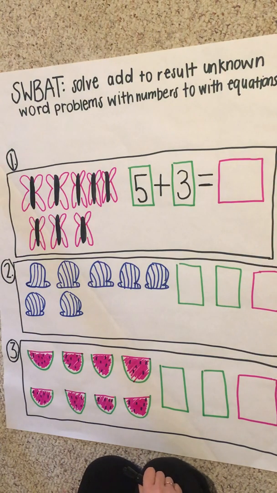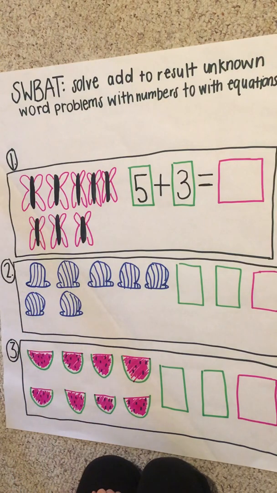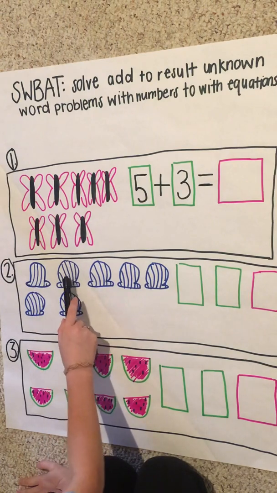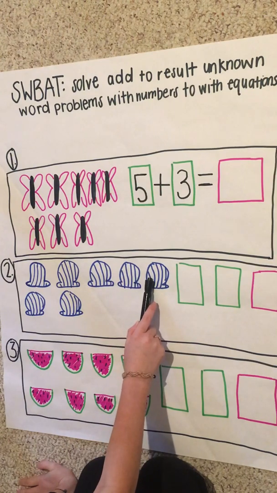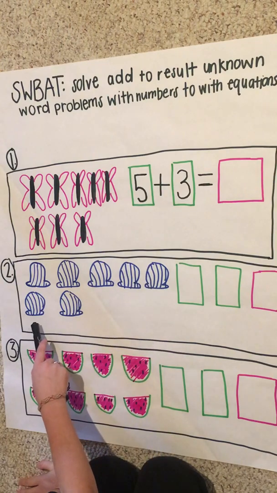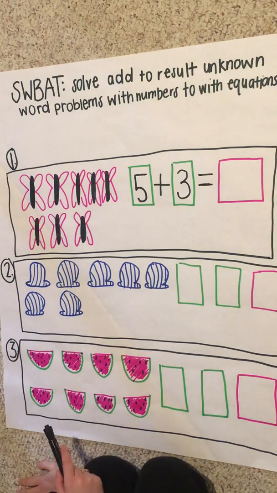Okay, since we're back, we're going to go on to the next problem, number 2. I went to the beach and collected some seashells. Let's count how many I have on my top row. 1, 2, 3, 4, 5. How many were on my top row? 5. And my sister collected some too. Let's go to our bottom row. How many did she collect? 2. 1, 2. My sister collected 2.